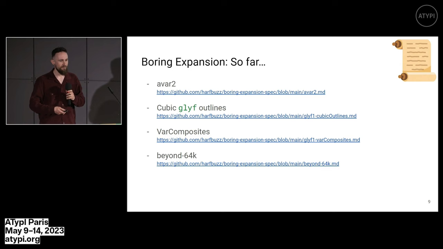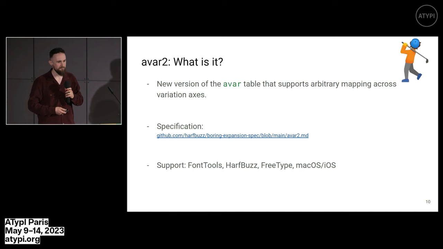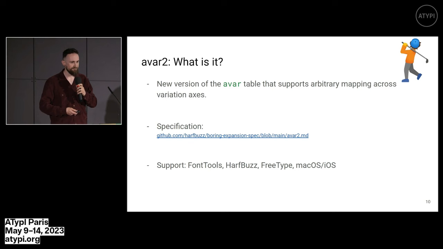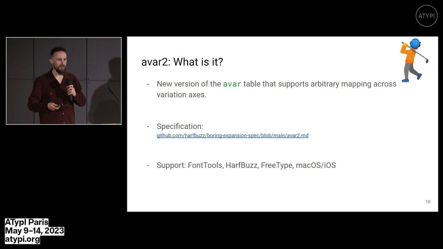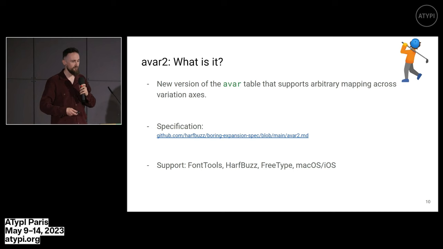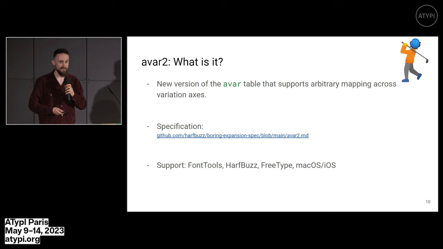So there are four major pieces to these kinds of font expansions. And the first thing is the AVAR2 table, which has been discussed a little bit in some presentations already. It was presented in detail at the last ATypI Tech Talks event. And it's a new version of the existing AVAR table that allows us to do different kinds of mapping of axes. And Behdad and others have been working to implement examples of this in fontTools, in HarfBuzz, in FreeType, in Sampa on the web. And Apple have shipped an implementation already in macOS.